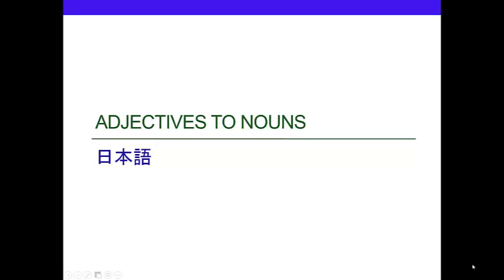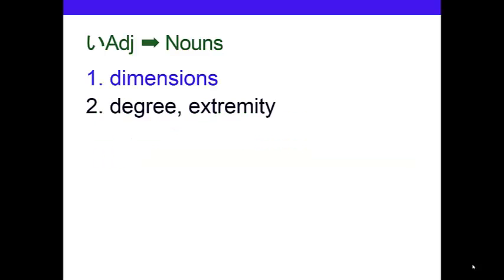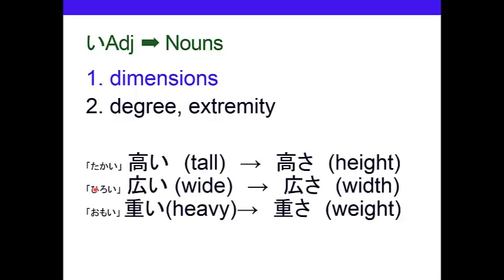Minasan, konnichiwa. For today's video, we're looking at how to change adjectives in Japanese into nouns. So to give context, why would a person want to change adjectives, predominantly e-adjectives, into a noun in Japanese? That's to indicate either number one, dimension, or number two, the degree or extremity of something. And so let's have a look at some examples.